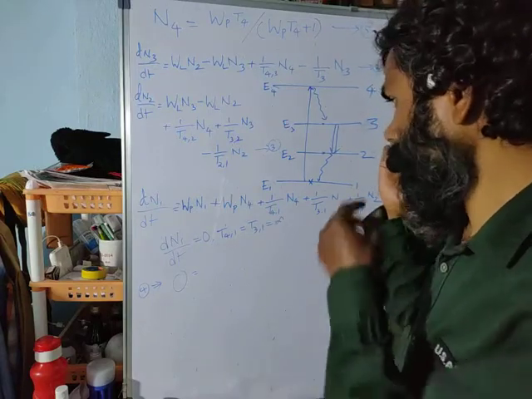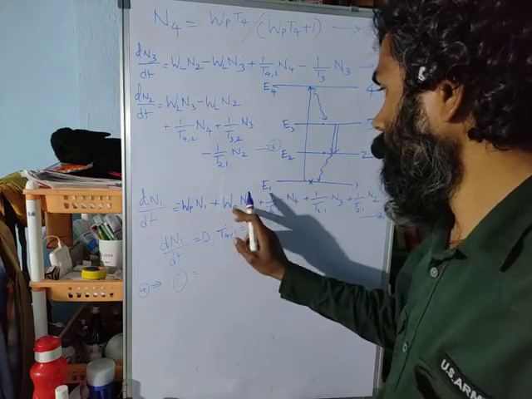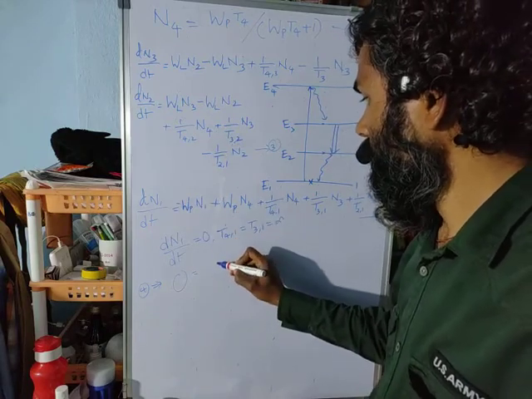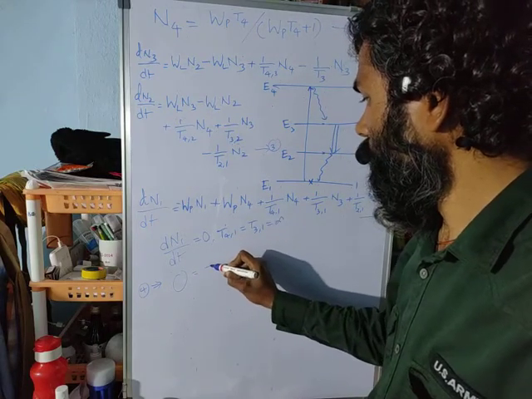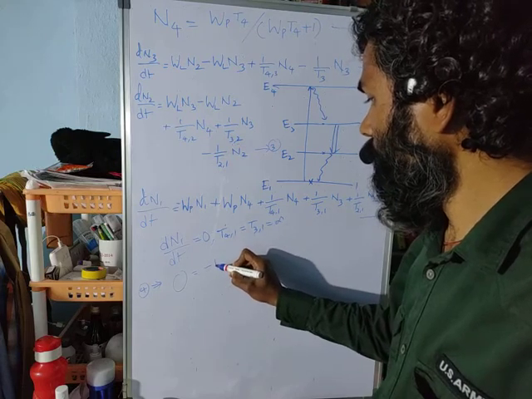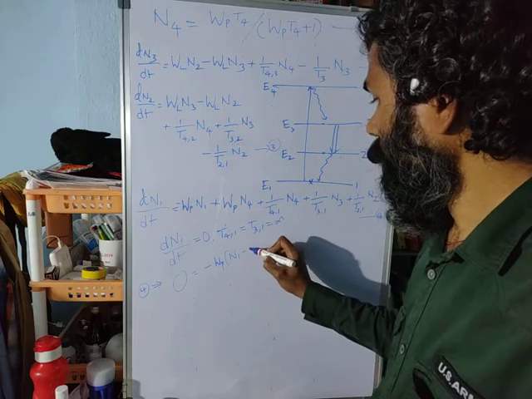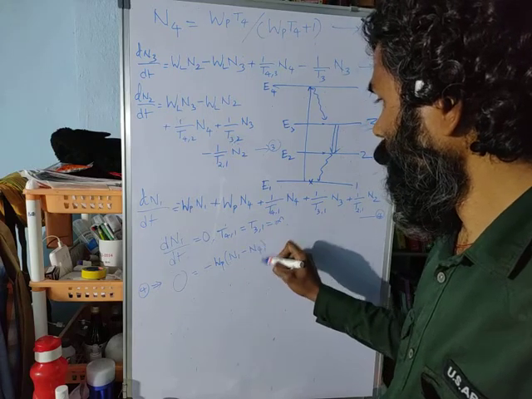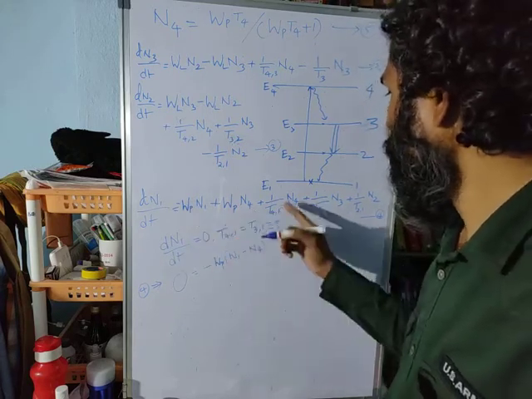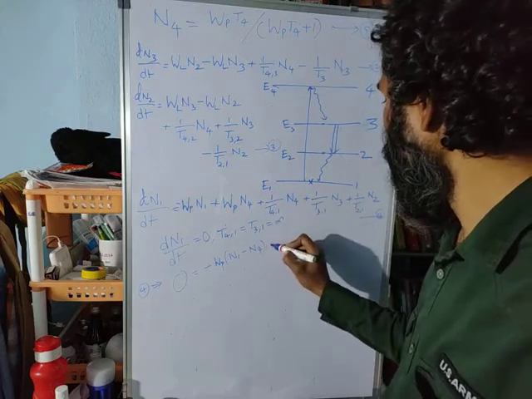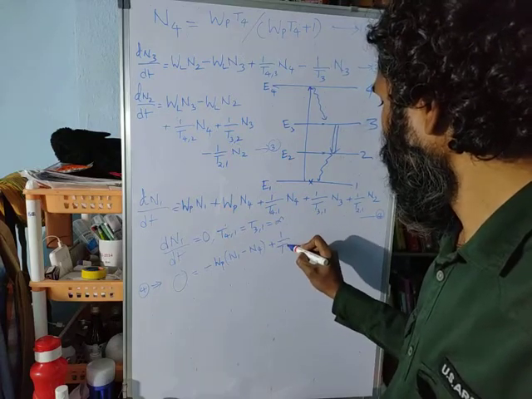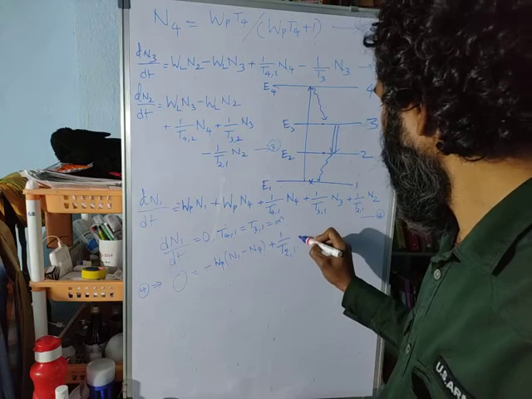So what we have is just WP. Of course over here we can write the minus sign outside, and we can write WP also outside, and we can put N1 minus N4, that's this term and this term. This is 0, this is 0, and we have 1 by T21 and N2.